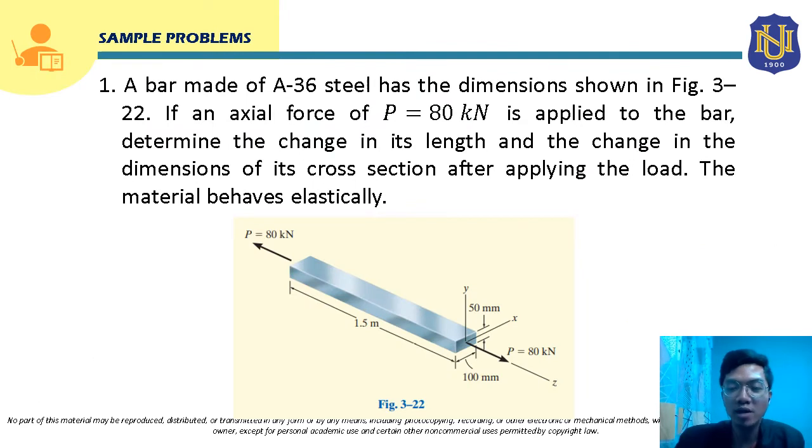Okay, let's solve sample problem number 1. A bar made of A36 steel has the dimensions shown in the figure. So this is the figure. This is an A36 steel. Some of the material properties for A36 steel are found in the table that we talked about. If an axial force P, which is equal to 80 kilonewton, is applied to the bar, determine the change in its length and the change in the dimensions of its cross-section after applying the load. The material behaves elastically.